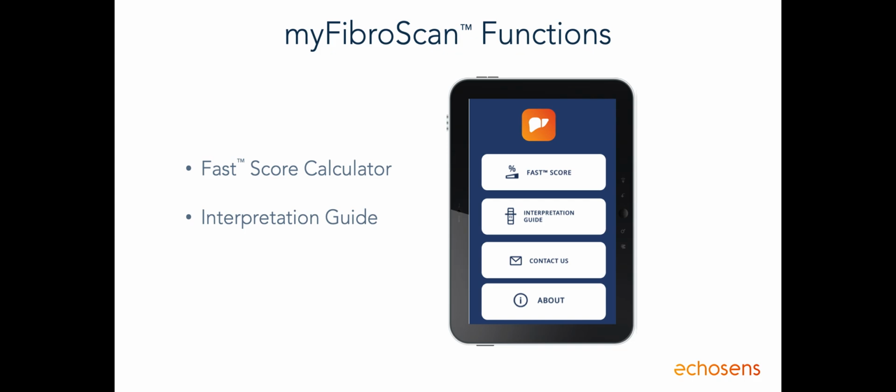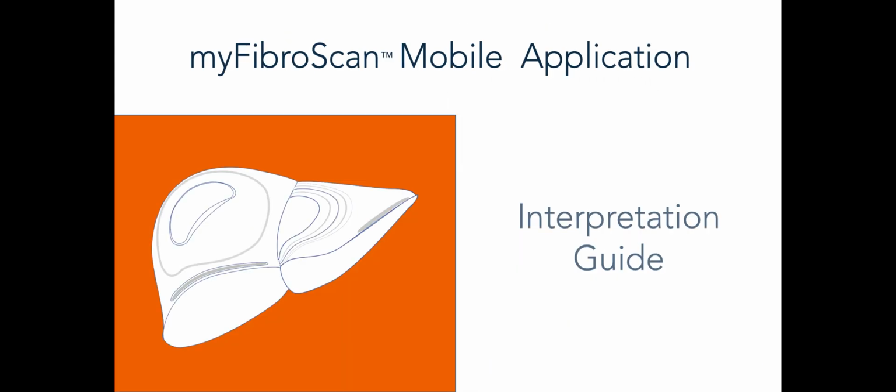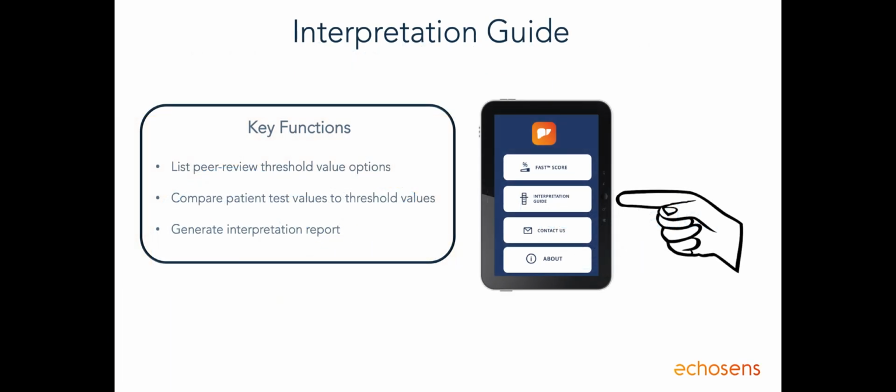Let's get started. Within the myFibroScan app, there are two primary functions. There's a fast score calculator and there's an interpretation guide. In this presentation, I'm going to talk about the interpretation guide first. So let's look at the interpretation guide to determine what is available there. So there are three primary functions within the interpretation guide. First, there's a listing of all available peer review threshold publications.